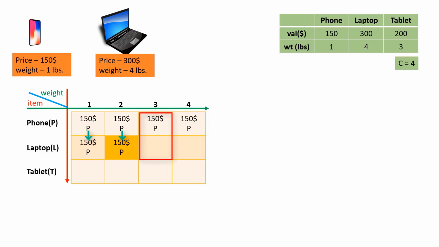No, because the laptop weighs 4 lbs. So what is the maximum profit you can make here? It is 150. We will copy from the above row. And for the fourth column, now the capacity is 4.